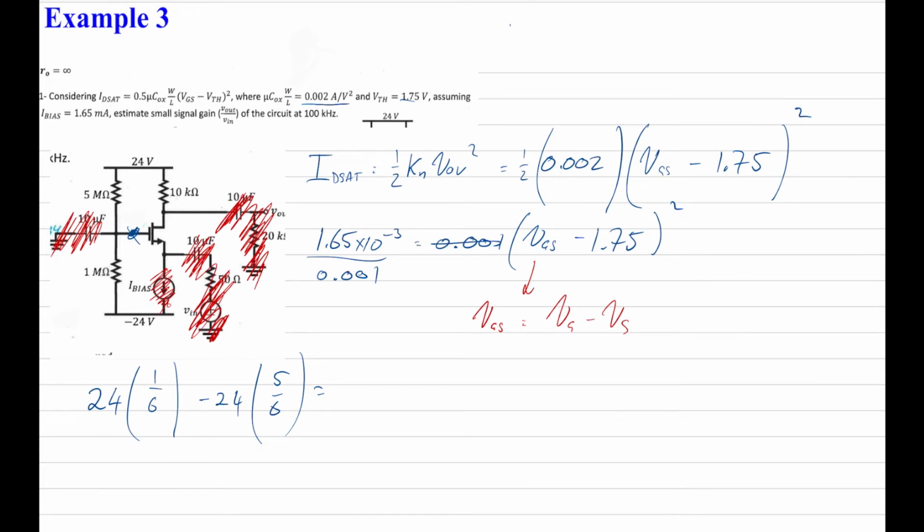And that equals minus 16. Okay, minus 16 volts. And that is the voltage over here, just at that point, the gate voltage. So we can say VG equals minus 16 volts.